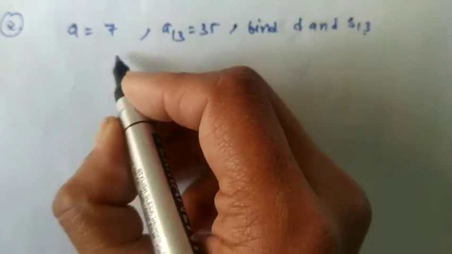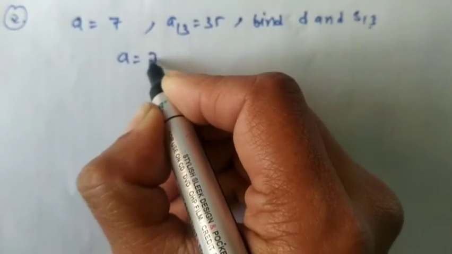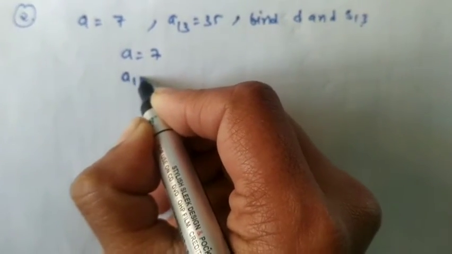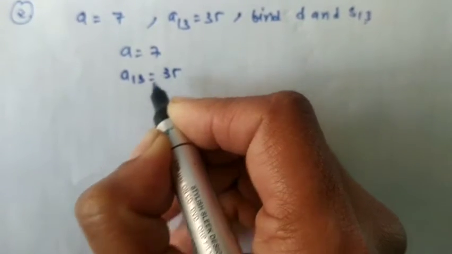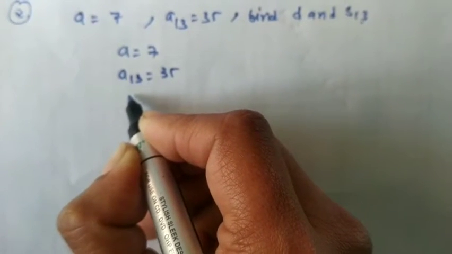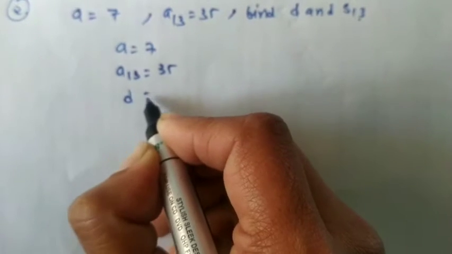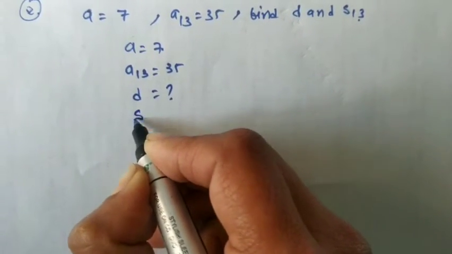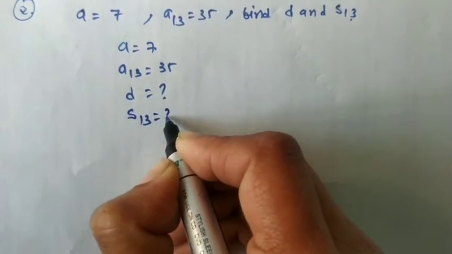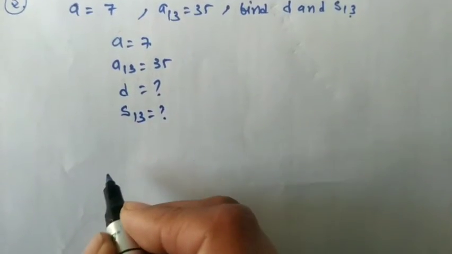So as here you can see, a is equal to 7, and here a13 is given as 35. So we have not got the idea of d, so that is a question mark, and here you have to find S13. So how will we do the process? So watch it over here.